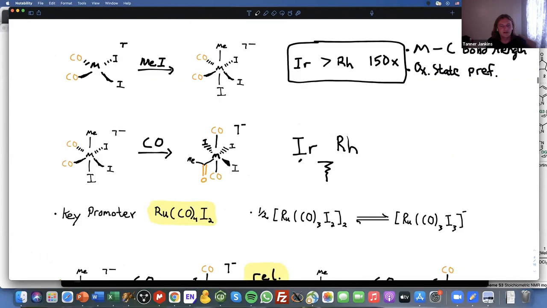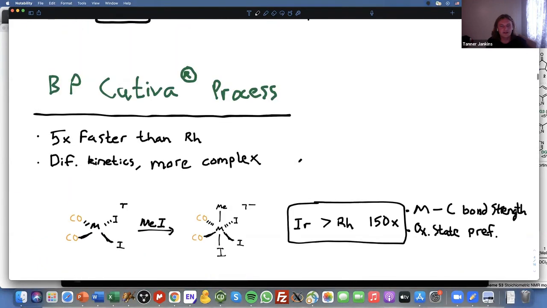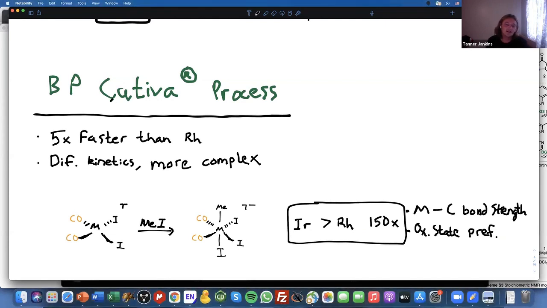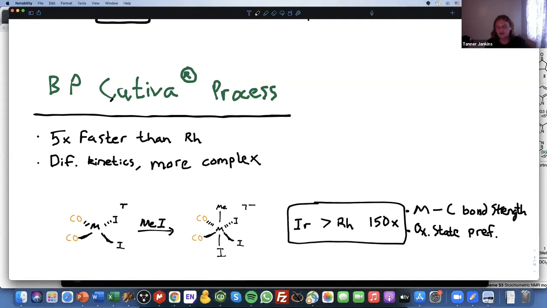However, it still was not exactly perfect. And so BP later developed, I believe in 1990, what is known as the Cativa process, which has largely taken over and completely replaced the Monsanto process. And I believe in many cases, they just directly used the same reactors that they had been using for the Monsanto process for these iridium catalyzed processes.